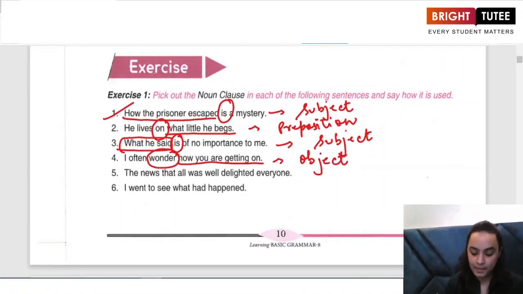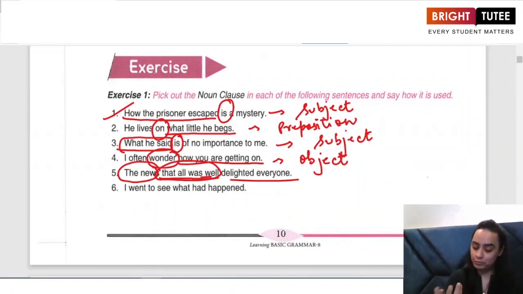Next sentence. The news that all was well delighted everyone. What news delighted everyone? That all was well. Again, you see, the news that all was well delighted everyone. Here, what delighted everyone? The news. And what news? That all was well. So here, that all was well has the equal amount of relevance as my noun, that is news. So this is when my noun clause is in opposition to the noun.